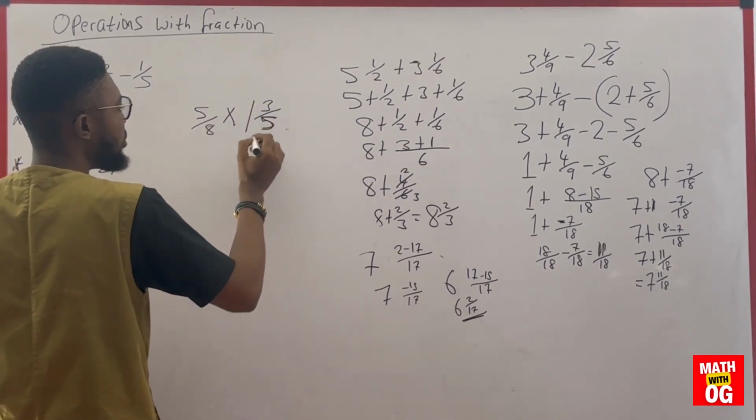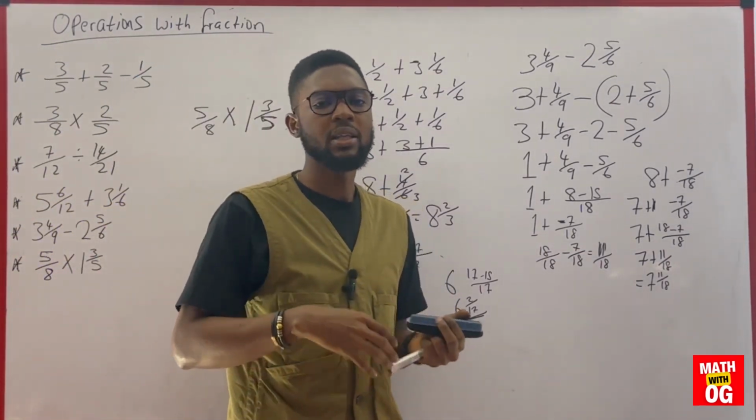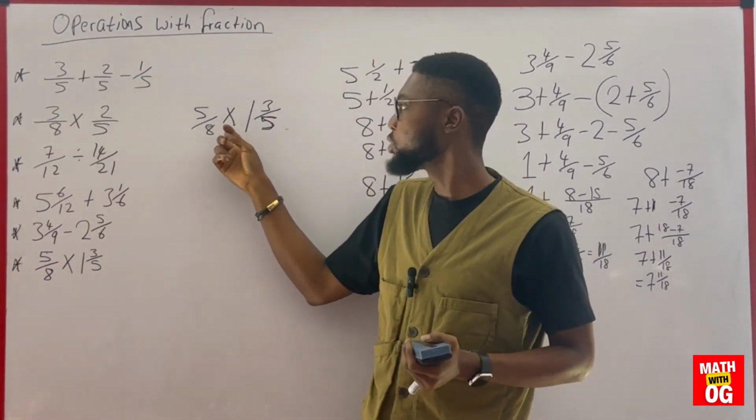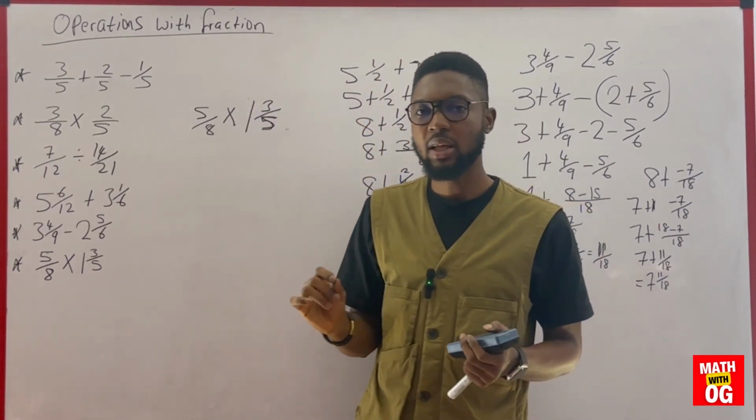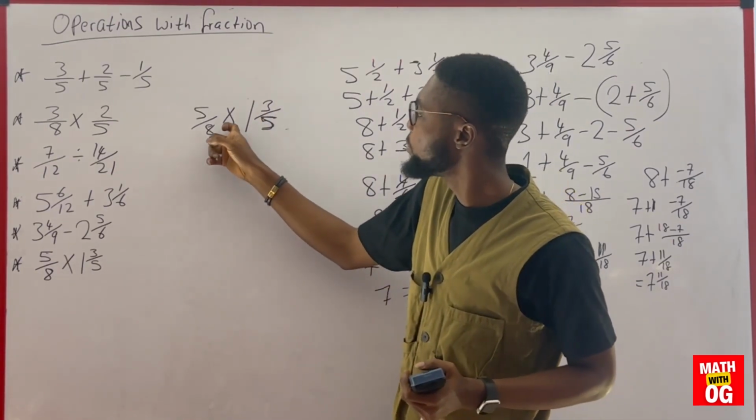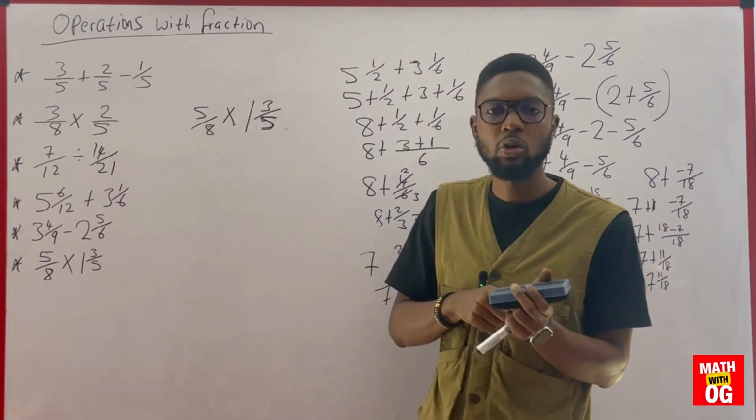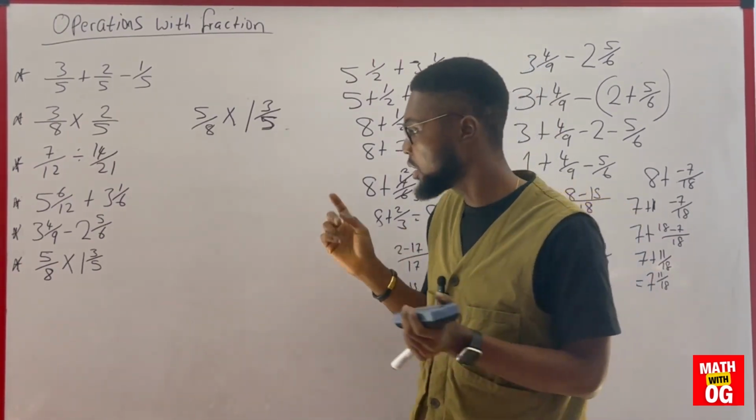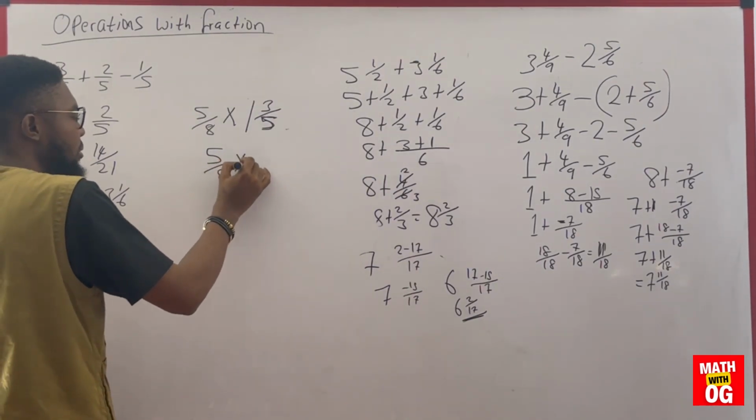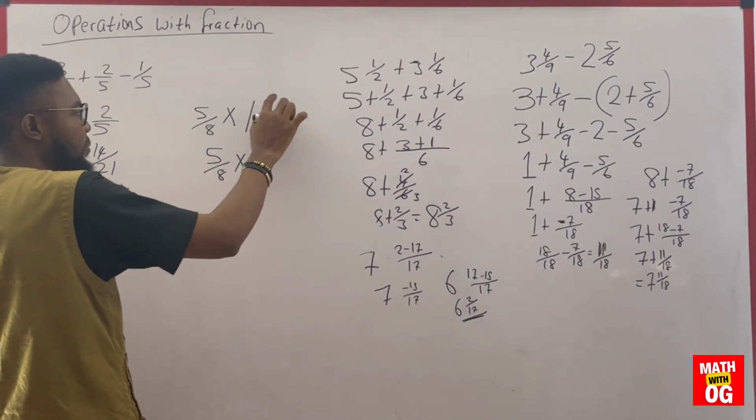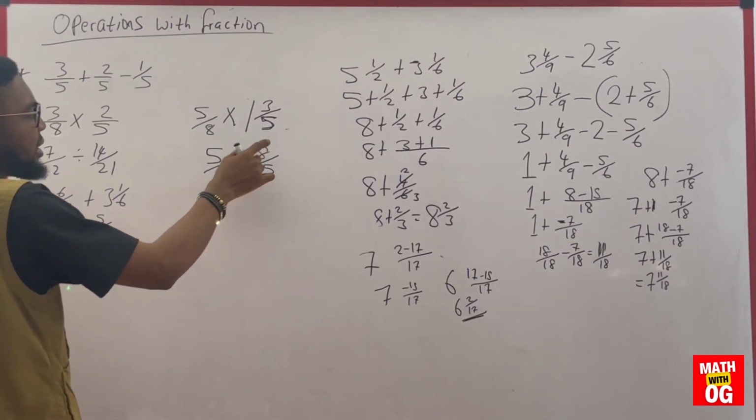Now, on no account will you do any operation or any calculation under multiplication and division with mixed fraction. On no account should you try that. So whenever you have multiplication or division with mixed fraction, always change the mixed fraction to improper fraction. So let's do that together. This will give us 5 over 8 multiplying 5 times 1 is 5, 5 plus 3 is 8, 8 over 5. So this is 5 over 8 multiplying 8 over 5.